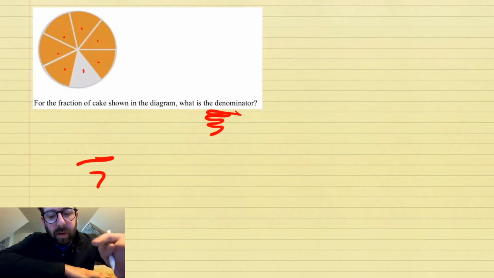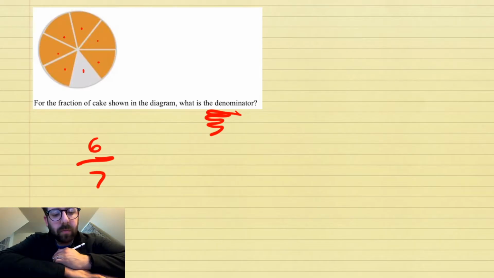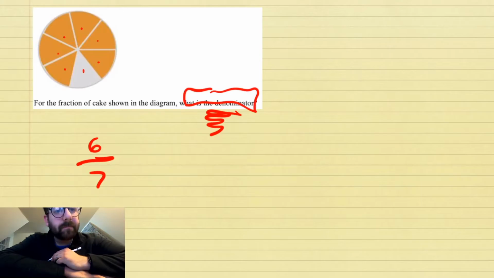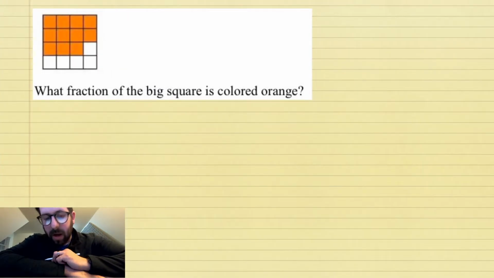For the fraction of the pie shown, if you counted this, there was 6 out of 7 shown that were colored in. But they just want to know what is the denominator. Well, it should have been 7. So there you go. Let's go to the next problem.